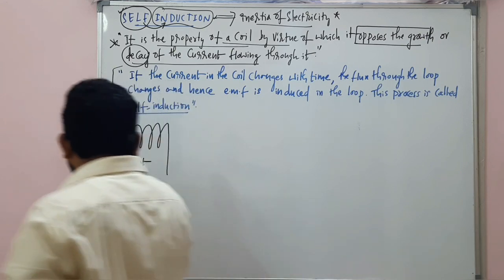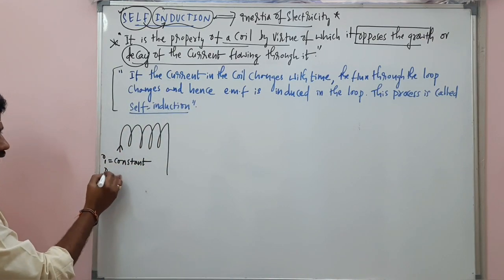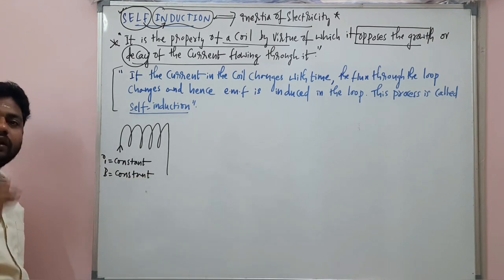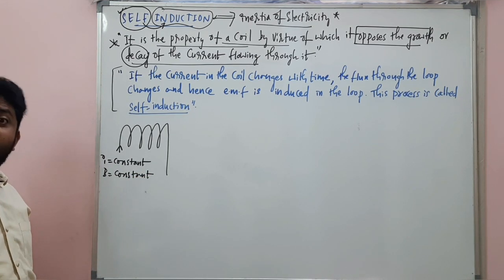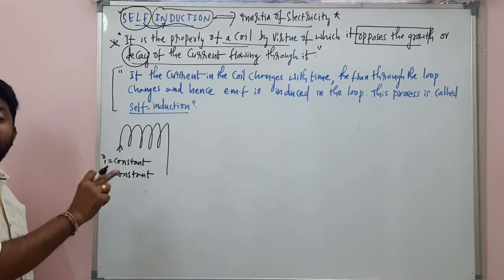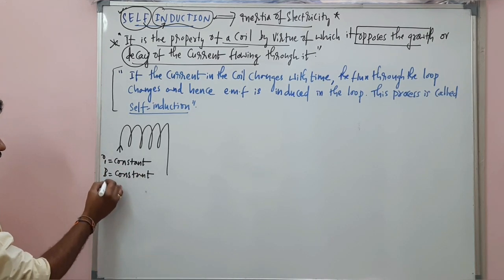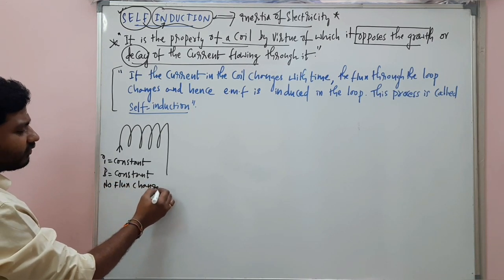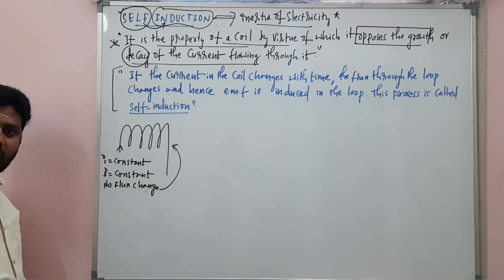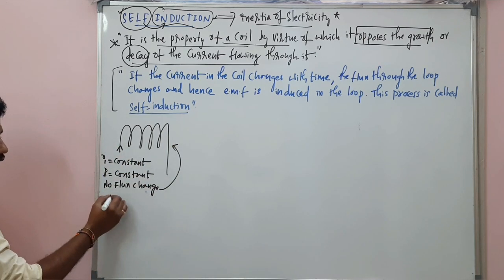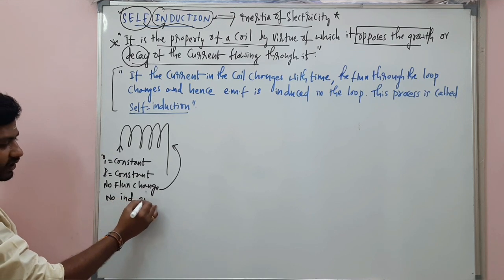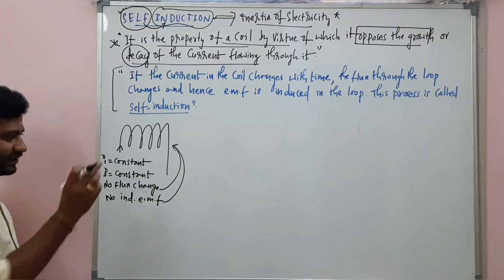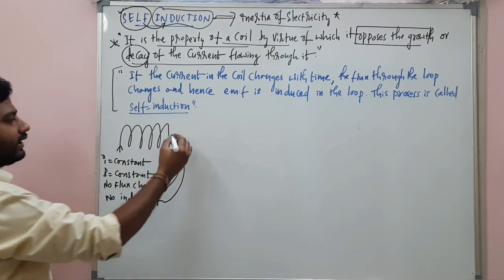For example, if I is constant, B is also constant, right? Is there any flux change linked with the coil? There is a flux linked with the coil, but there is no flux change linked with the coil. Understand? As there is no flux change linked with the coil, there is no concept of induced EMF in this case. The same situation I can write in the other way.